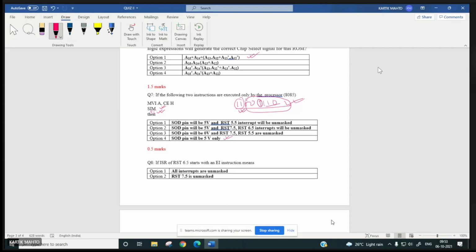Sir, EI is for enabling the interrupt, no sir. If we use an interrupt, then it gets disabled, so again we have to enable. So EI is globally set. Yes, globally we have set the mask, but that mask is valid only if we write the EI instruction. But SIM is independent of that, is it? SIM has to be followed by EI, then only it is valid.